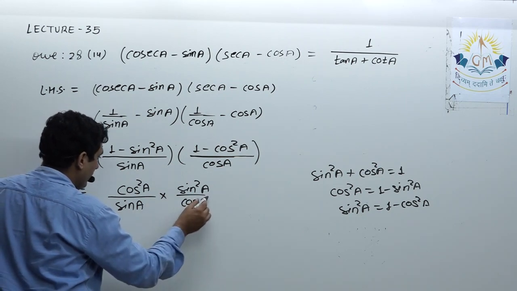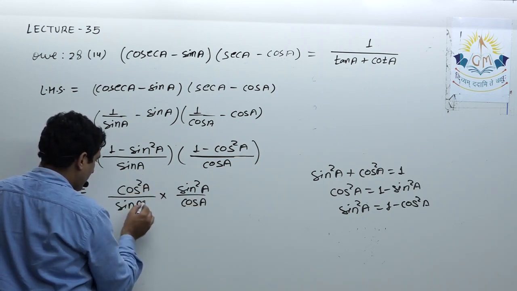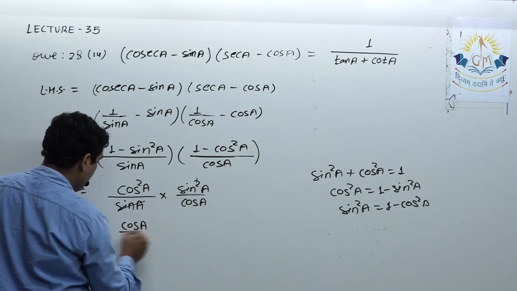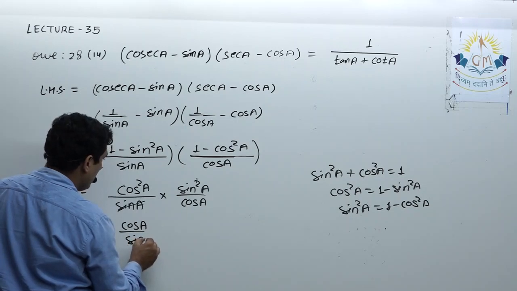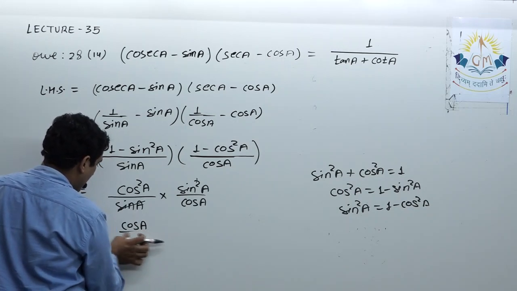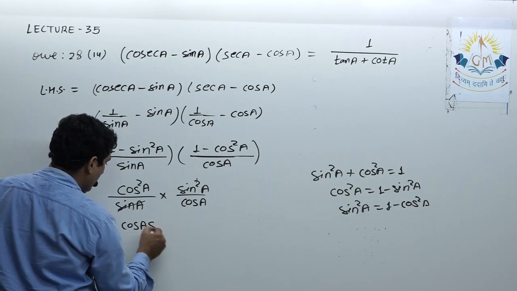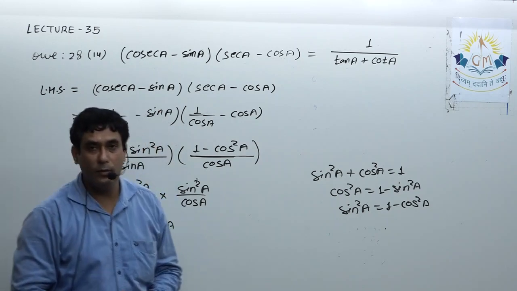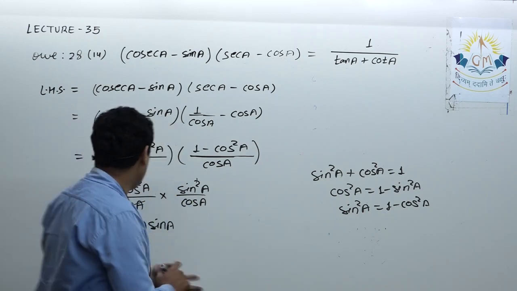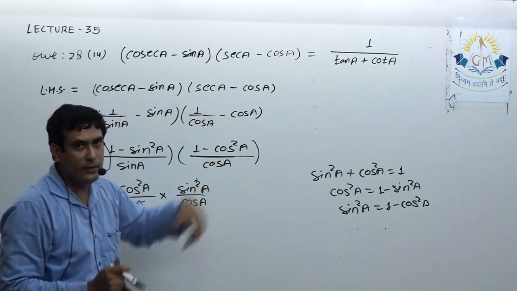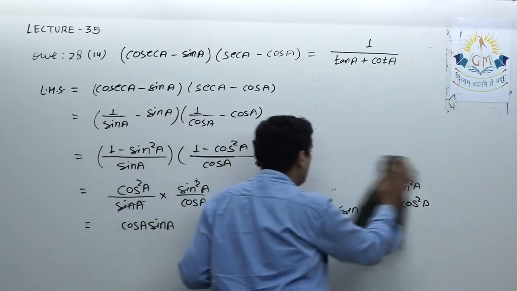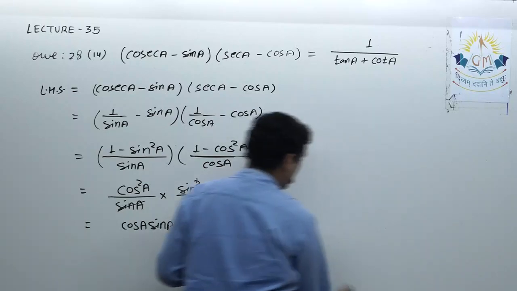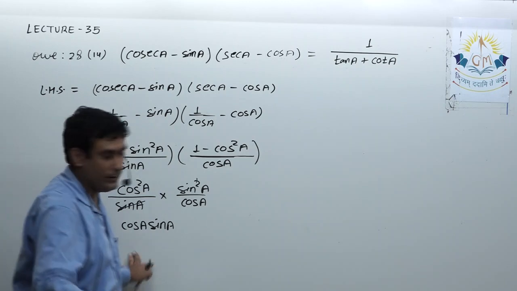Now if I simplify, this cos A will cancel with this cos A, and this sin A will cancel with this sin A. So ultimately I'll get cos A into sin A. But we are not getting what is required to prove. Definitely it is possible to get that, but it is a little bit tricky. So it is better to solve the right hand side now and try to get the same expression, that is cos A sin A.